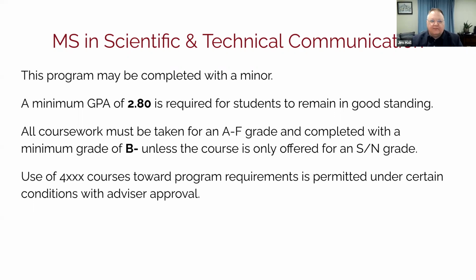Just like the certificate program, we need a minimum GPA of 2.80 to remain in good standing with the University of Minnesota. But of course, all courses need to be taken with an A to F grade and completed with a minimum grade of B-, except for a couple of courses that might be offered as pass-fail, S/N. And we do need to be very careful about the 4,000 level courses. That's really a note about looking at the courses outside the program. We want to limit how many courses are going to be taken at the 4,000 level. So 5,000 and above basically means graduate, 4,000 and below means undergraduate. So we're looking for courses that are going to be at the graduate level.